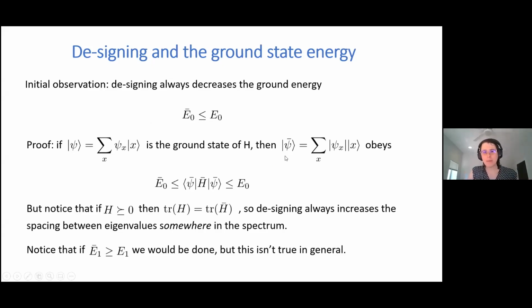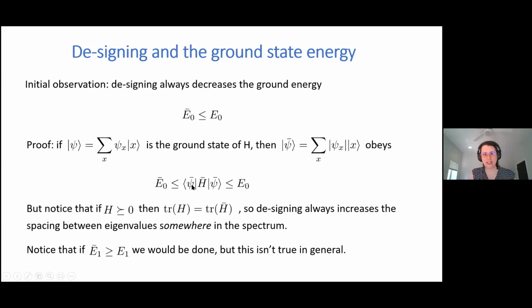And then you propose a new absolute value of that wave function. What you can find is that the absolute value wave function, together with the designed Hamiltonian, just has a strictly lower energy than the original one.